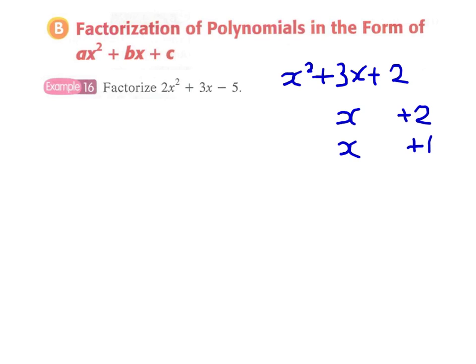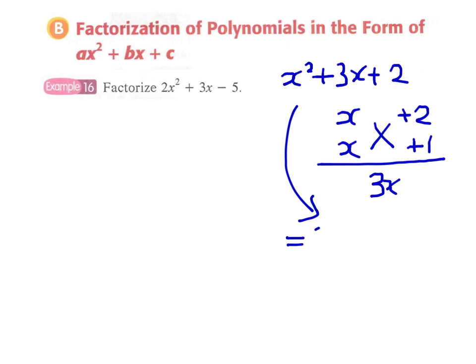x plus 2 multiplied by x plus 1, and we cross multiply it, we can get the middle term of plus 3x here. And therefore we can come up with two factors, x plus 2 times x plus 1. But what if the coefficient of the x squared term is not equal to 1, such as factorize 2x squared plus 3x minus 5.